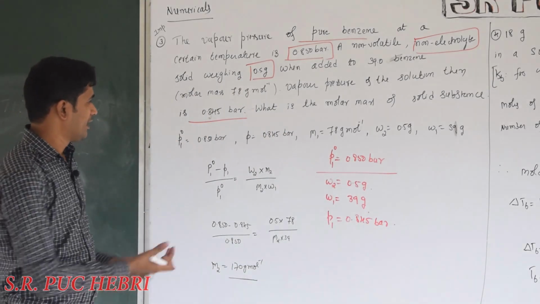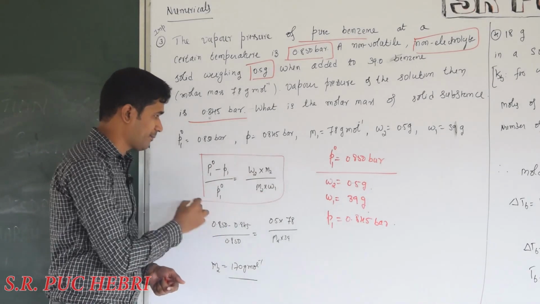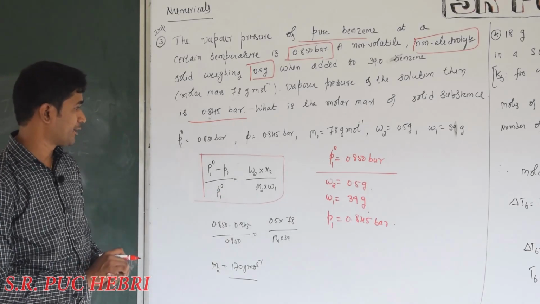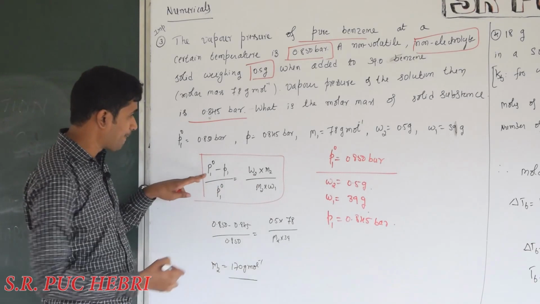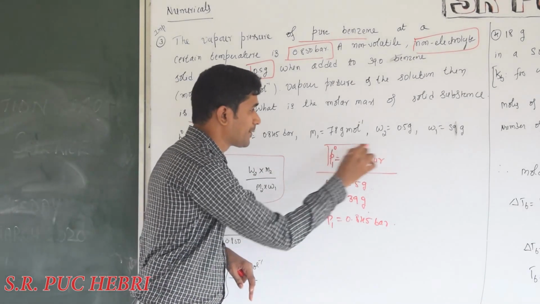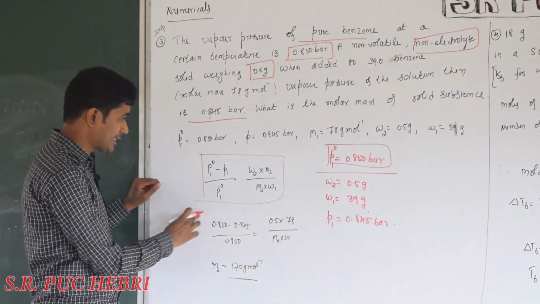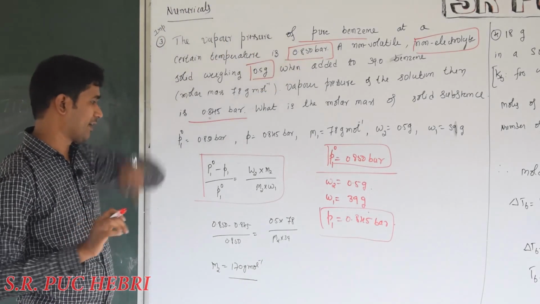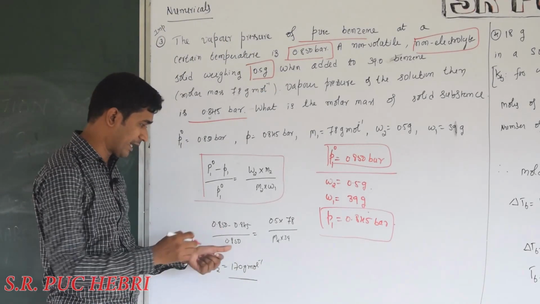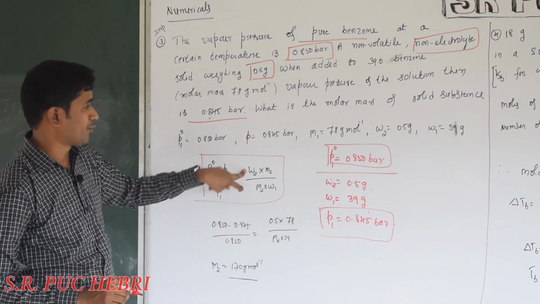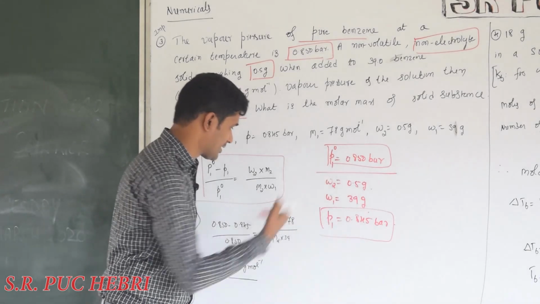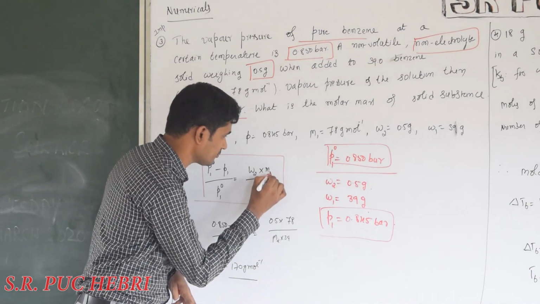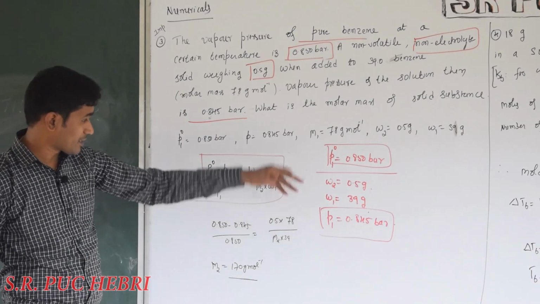Next, the formula is, you know this, P10 minus P1 divided by P10 is equal to W2 into M1 divided by M2 into W1. Here P10 is the vapor pressure of pure solvent, you substitute, minus P1, vapor pressure of the solution after the addition of non-electrolytic solute, divided by P10, that is 0.850 bar. Next, W2, mass of solute. What is the mass of solute? That is 0.5 gram into M1. Sorry, this is M1. Molar mass of solvent.